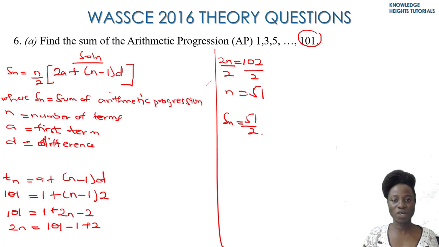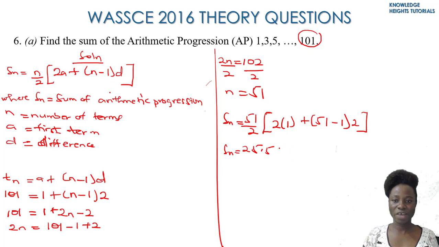So we have 51 over 2 into a parenthesis 2a. What is the a? It is the first term, plus n, which is 51, minus 1, times the difference, which is 2. So Sn is equal to 51 over 2, which is what? 25.5.